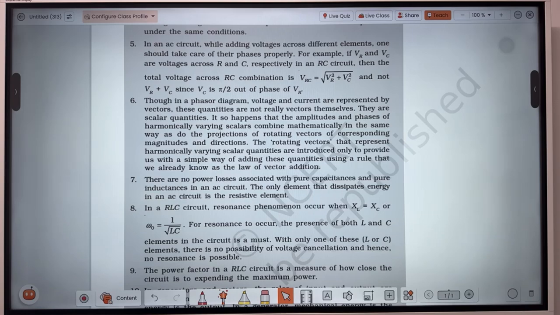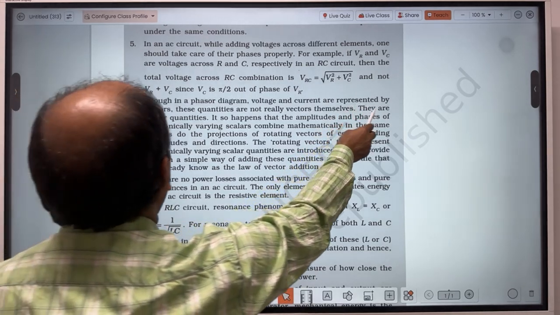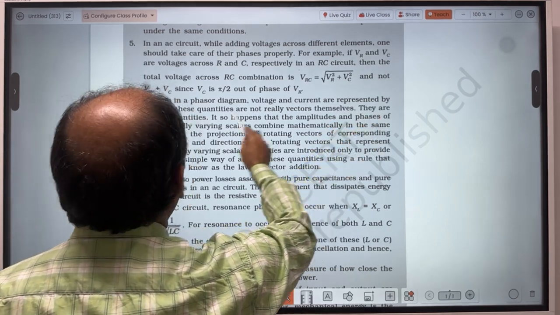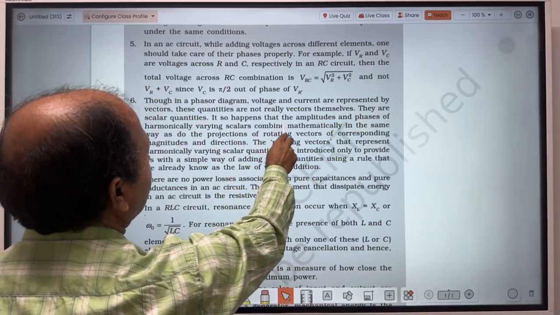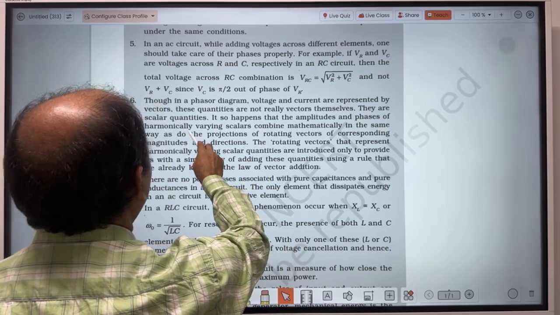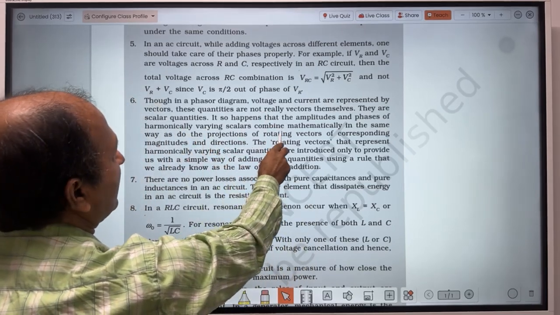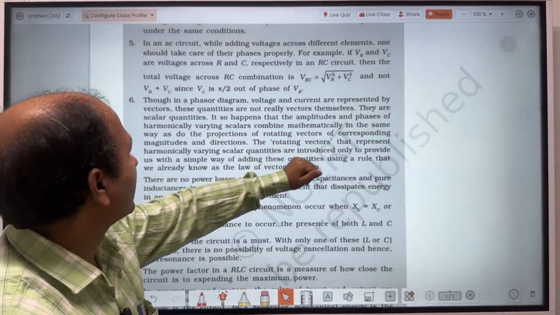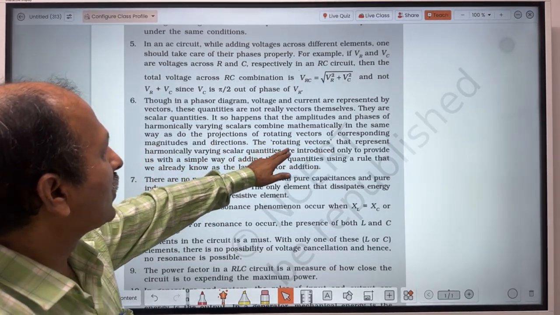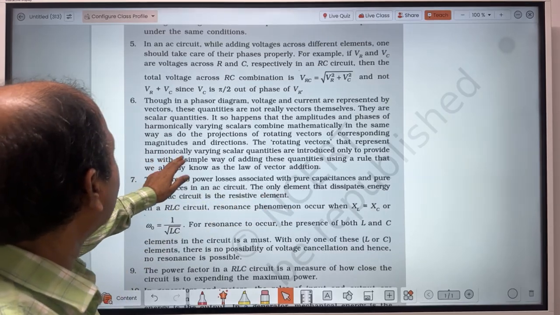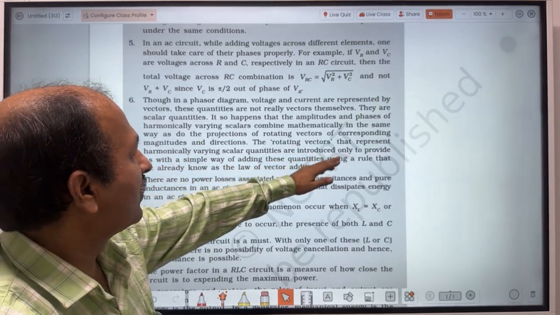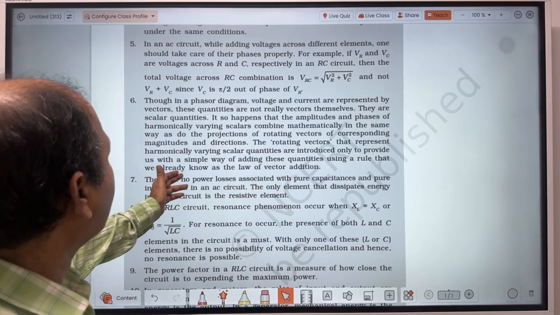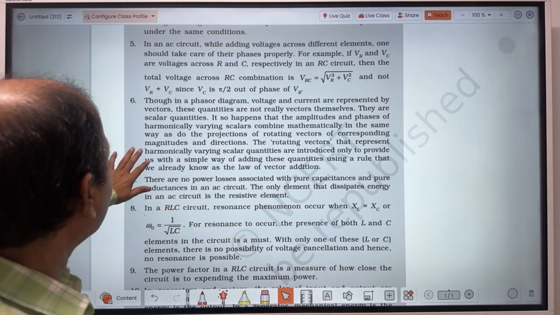Then, though in a phasor diagram, voltage and current are represented by vectors, these quantities are not really vectors themselves, right? They are scalar quantities. It so happens that the amplitudes and phases of harmonically varying scalars combine mathematically in the same way as do the projections of the rotating vectors of corresponding magnitudes and direction. The rotating vectors that represent harmonically varying scalar quantities are introduced only to provide us with a simple way of adding these quantities using a rule that we already know as the law of vector addition.